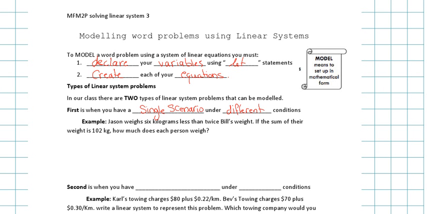Jason weighs 6 kilograms less than twice Bill's weight. The sum of their weights is 102 kilograms. How much does each person weigh? So what am I talking about here? What are the two variables that I have? The two things that I don't know? The weights of both Jason and Bill.